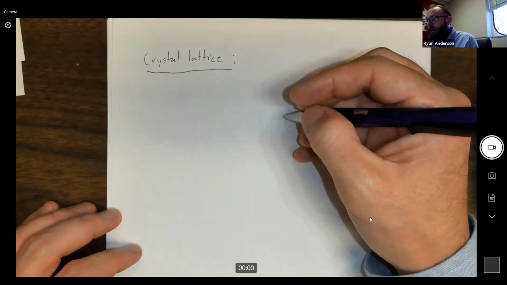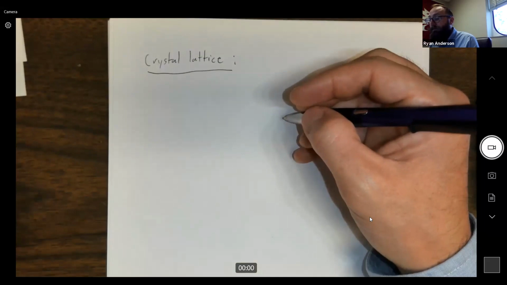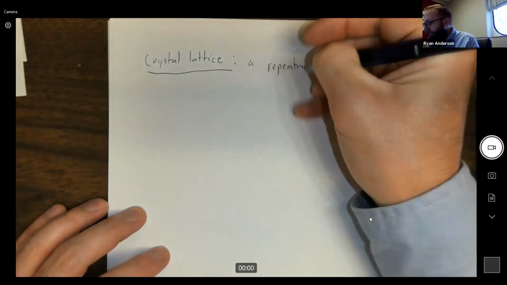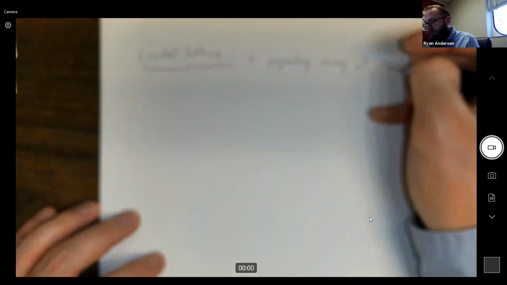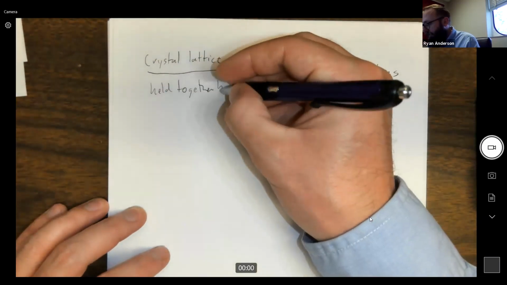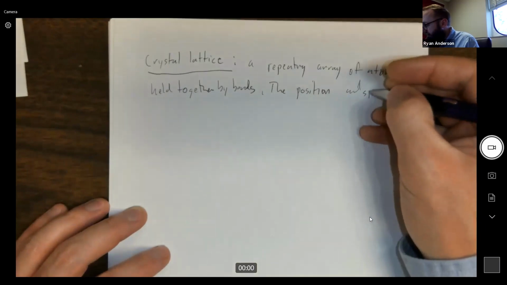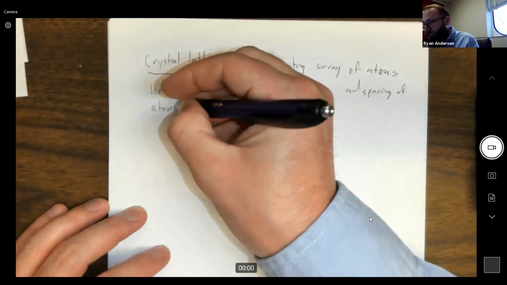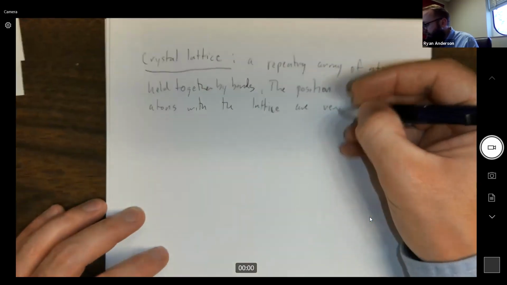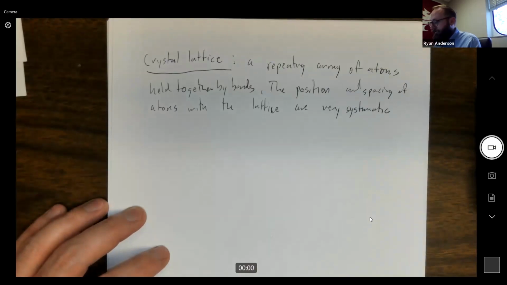A crystal lattice is a repeating array of atoms that are held together by bonds. The position and spacing of the atoms within the lattice are very systematic and dictated by the chemistry and the chemical bonds themselves. So, a repeating array of atoms held together by bonds. The position and spacing of atoms within the lattice are very systematic. Let's make a little drawing here of a crystal lattice.